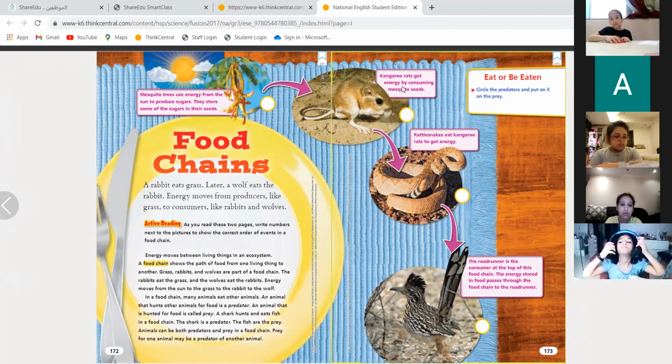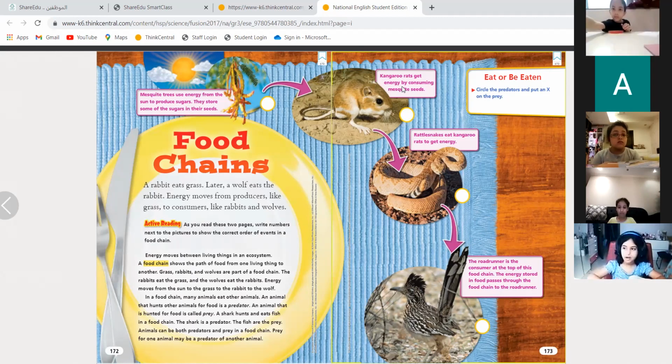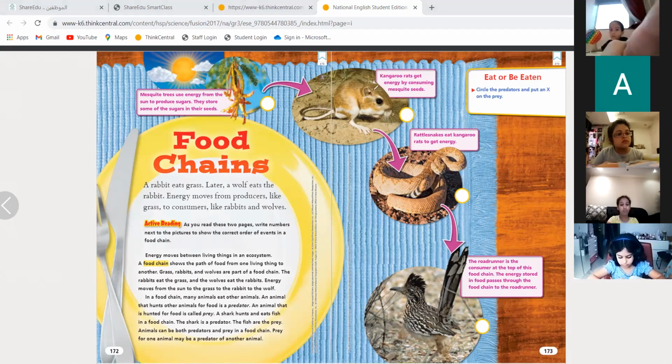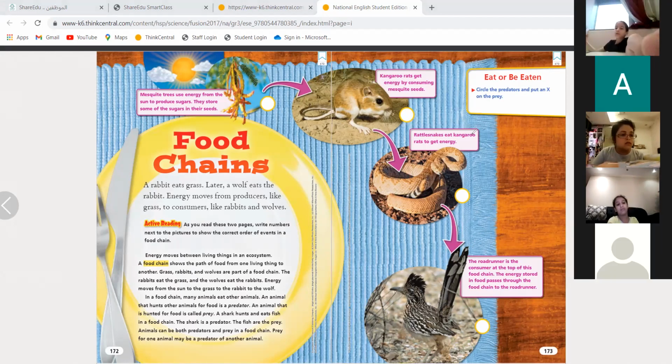If the lion eats the deer, that makes the lion the predator. See? If a lion is eating a deer, who's the predator? The lion is the predator. Now, who's the predator over here? The kangaroo rat or the rattlesnake? Rattlesnake. Habibi, I want you all to participate. The rattlesnake is the predator. And who's the prey?